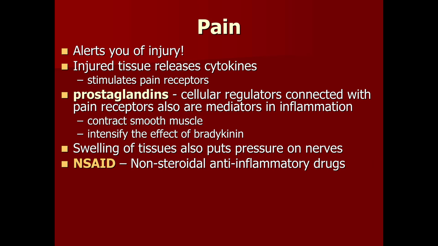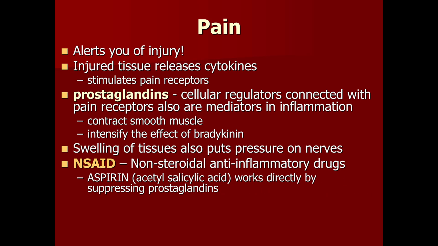Right? Now, there are lots of ways to mitigate the pain, right? So we can take NSAIDs, right? Non-steroidal anti-inflammatory drugs like aspirin, for example. And aspirin works directly by suppressing the release of prostaglandins. So if we suppress the release of prostaglandins, we will not intensify the effects of bradykinin, we will lower the pain, right? Now, if you are actively bleeding, should you take aspirin? No, right? Aspirin will prevent clotting, and it will prevent the contraction of smooth muscle, which slows the bleed, right?